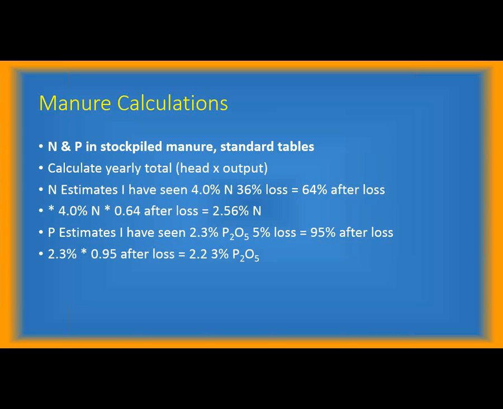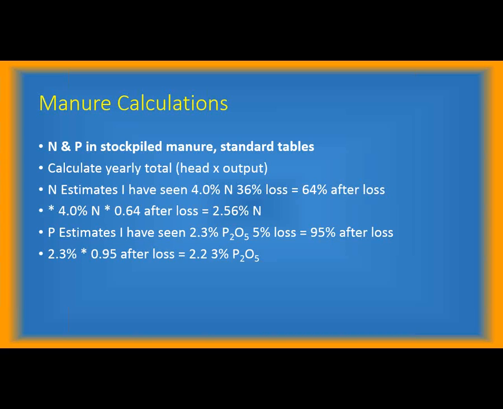Some of the estimates I've seen is that in general, some of your large mammal manure runs about 4% nitrogen, but you have about 36% of that lost to various nitrogen loss pathways before it gets onto the soil. So you get about 64% of it remaining. So in general, if you've got stored stockpiled manure, it's generally going to run about 2.5% nitrogen. For phosphorus, I've seen much less loss, only about 5%. So you've got about 95% of that, and a stock value on that would be about 2.3.